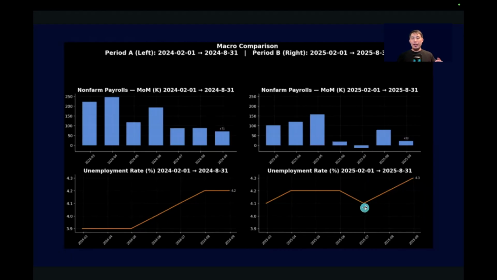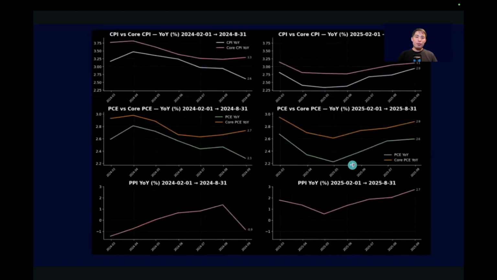And the unemployment rate is now very sticky around 4.2% until the past month where we got 4.3%. The unemployment rate came from 4.1, 4.2% and is now breaking out to 4.3%. So this area here does warrant a lot more concern than back in 2024.